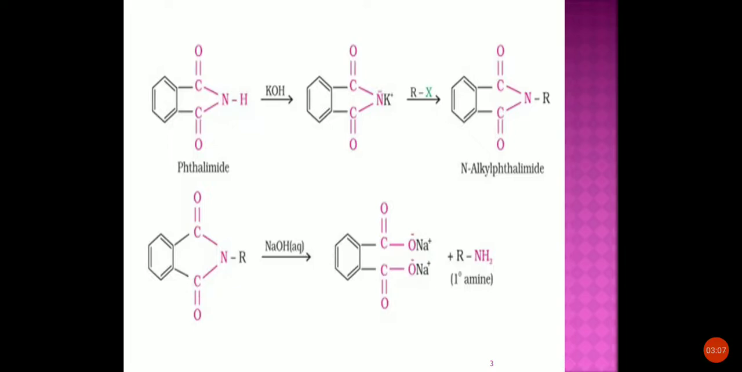So we get N-alkyl phthalimide, that is benzene ring with CO, NR, CO. This N-alkyl phthalimide on alkaline hydrolysis, that means hydrolysis in presence of NaOH, gives the primary amine and the sodium salt of phthalic acid. That means phthalimide on reaction with ethanolic KOH gives the potassium salt of phthalimide, which on reaction with alkyl halide gives N-alkyl phthalimide. This N-alkyl phthalimide on alkaline hydrolysis gives the primary amine. That is all about Gabriel's phthalimide synthesis. It is a very important reaction.